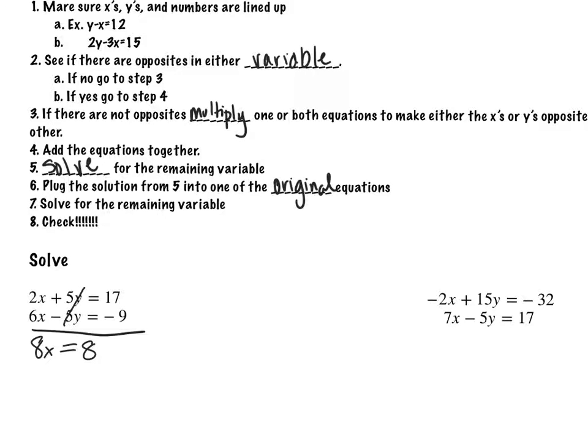Now I have a one-step equation. What do I need to do? Divide by 8. x equals 1. Not too bad for the first variable. So now I need to find y.